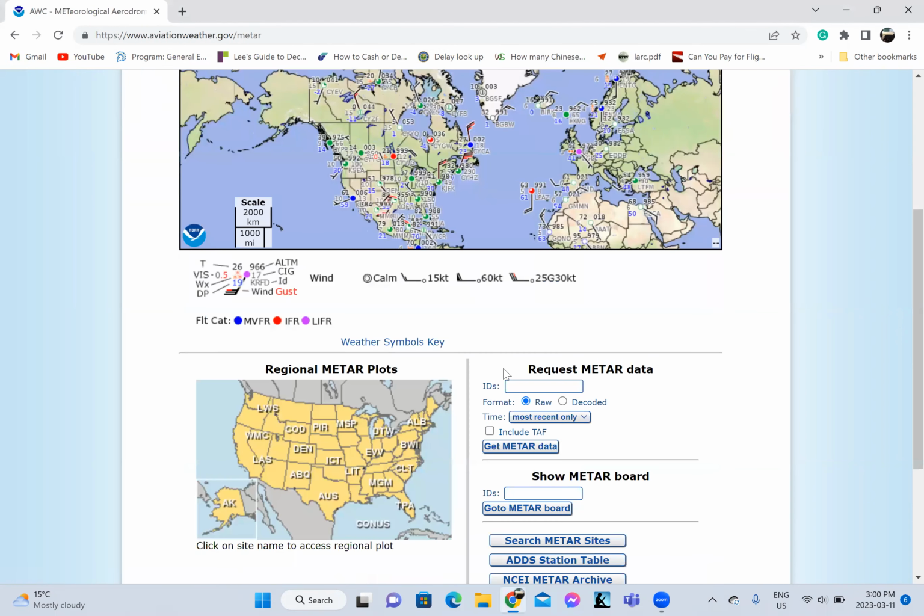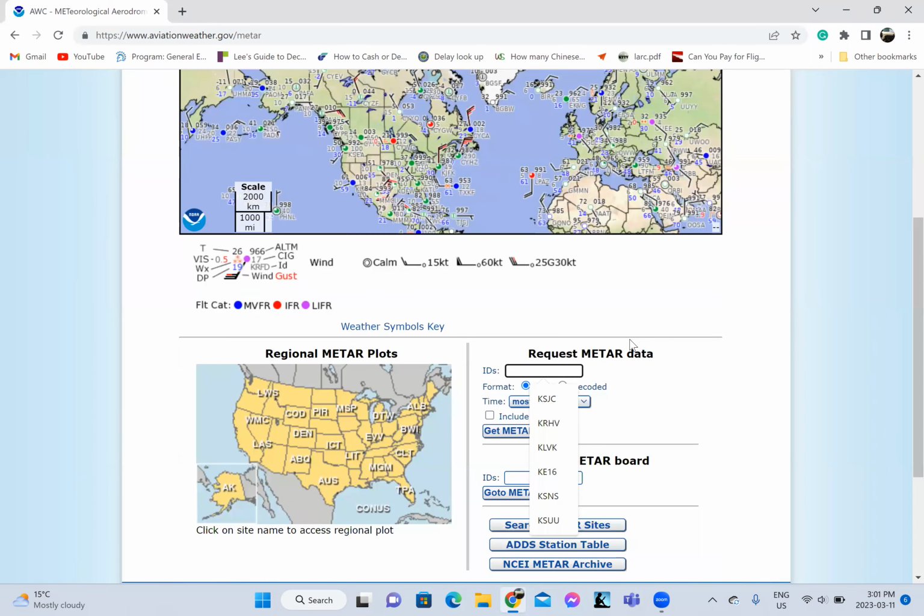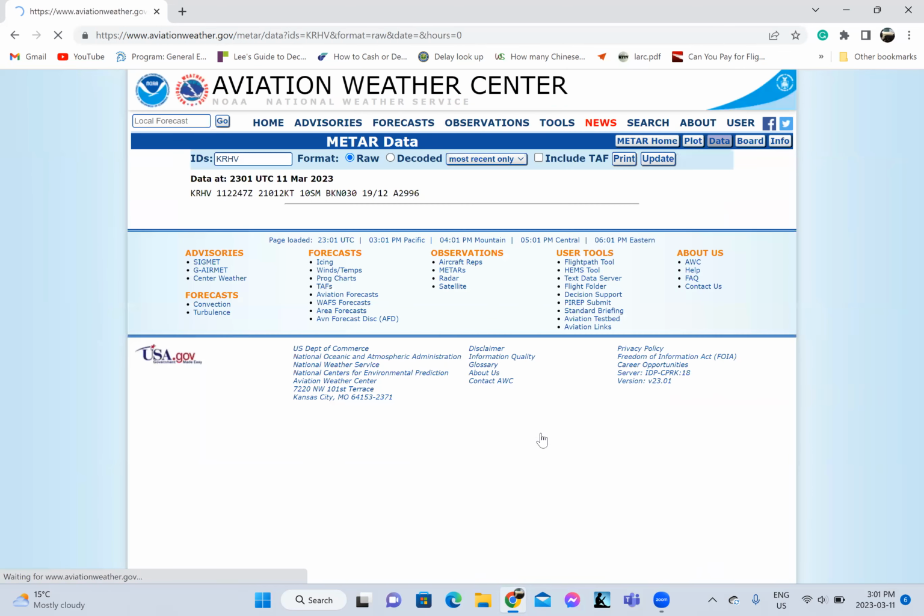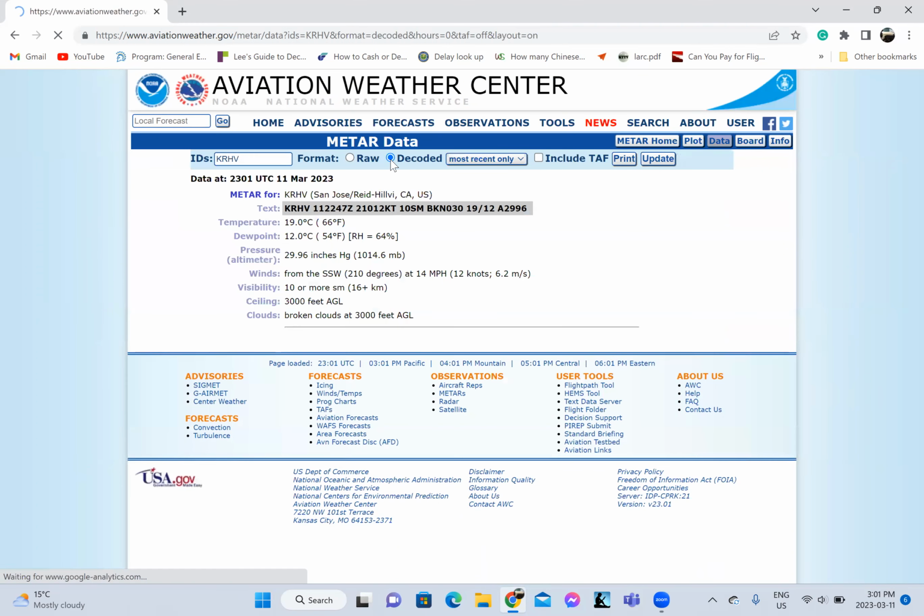So we can just go through here and get METAR data. Let's say we want to get information from Reid-Hillview, which is my home airport. Just go ahead and put it in there and press get METAR data. And here it is. As a private pilot, you should be able to know how to read this raw. But if you're having difficulty that day, you can always press decode and it will explain everything to you except for the remarks.